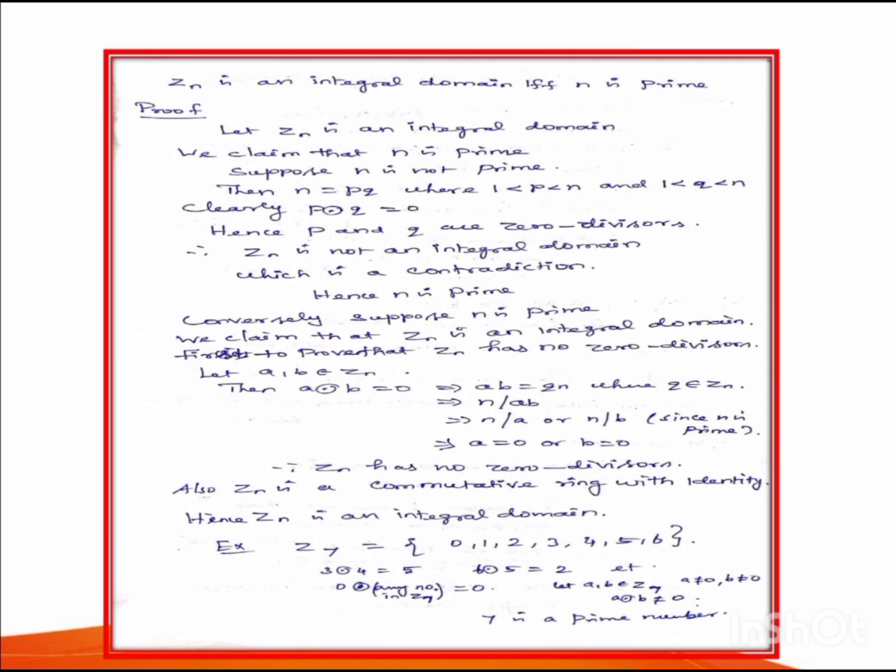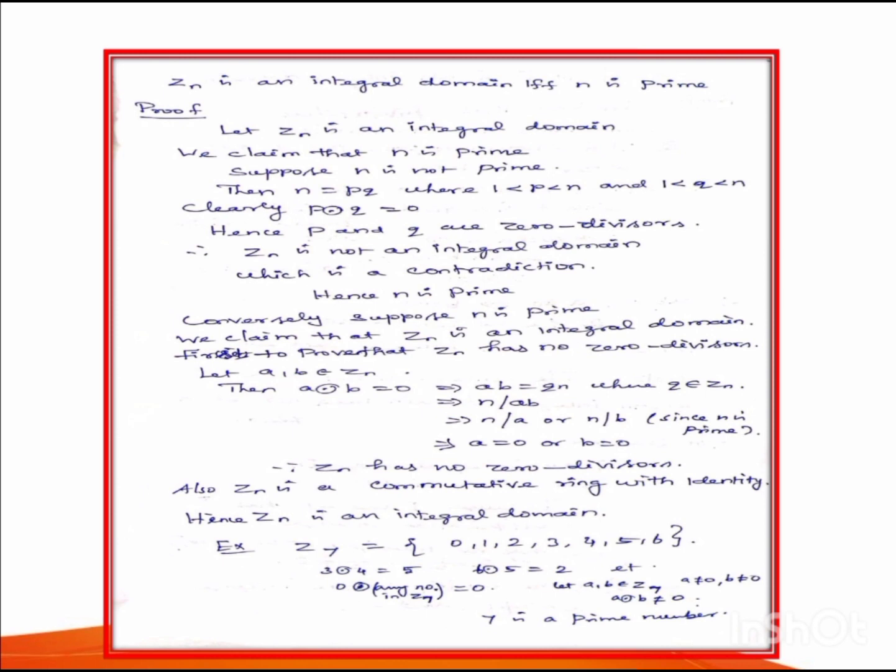Then A ∘ B equal to 0. That is, AB is a product of n, that is, a multiple of n. So AB equal to Qn, where Q belongs to Zn. That is, this AB is divisible by n. So n divides AB. AB is divisible by n. Therefore this n divides AB.